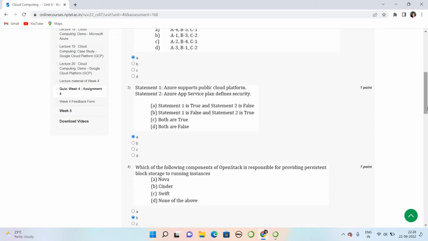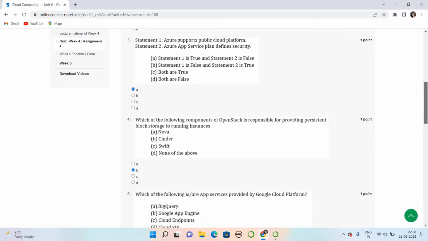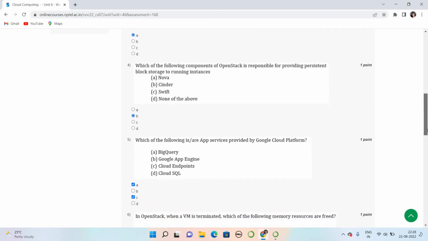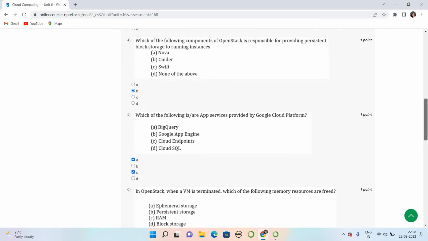Now coming to question number 4. Which of the following components of OpenStack is responsible for providing persistent block storage to running instances? Cinder is the answer. That is the component of OpenStack responsible for providing persistent block storage to running instances. So the answer is B, Cinder.